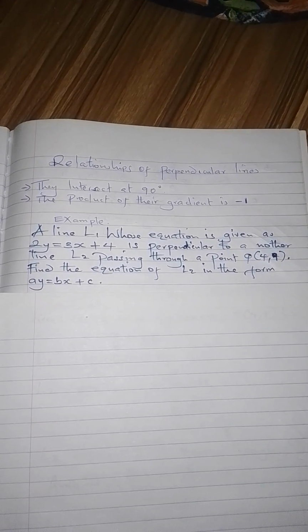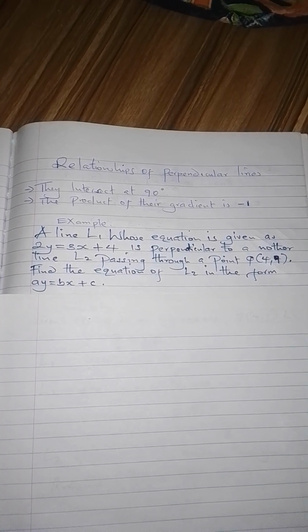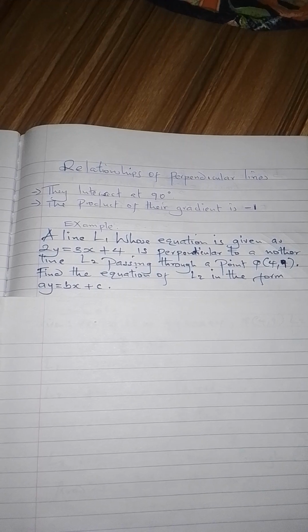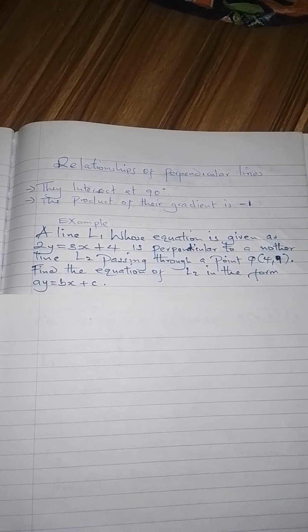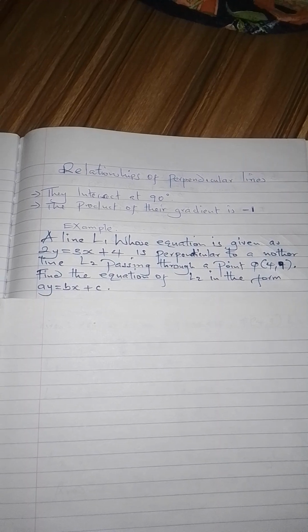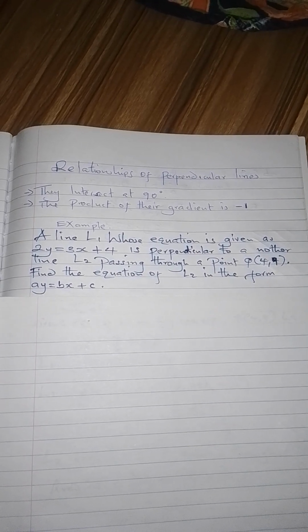So those two relationships can lead us to finding the equation of one line when you have been given another line. That is what we want to talk about today. Check, for instance, this consideration here. We consider this example that we have here.